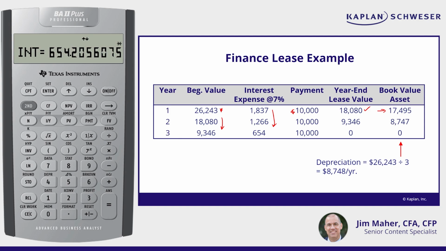You say, how do we get that, Jim? Well, we simply took our beginning value and divided it by 3 for our straight line depreciation to come up with $8,747.67. And basically that's a little bit of rounding there. And you can see in both calculations here, the value of our lease became 0 at the end of year 3.